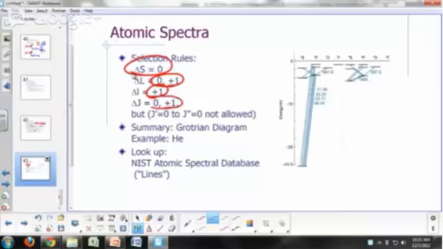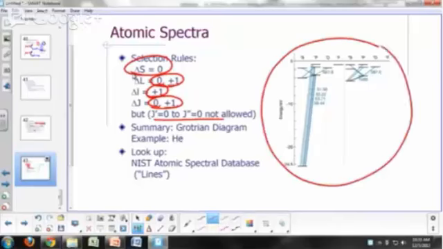Delta J must be 0 or plus or minus 1, although J 0 to J 0 is not an allowed transition. You can get a summary of all the allowed transitions by generating what's called a Grotrian diagram, and you can do that by going to the spectral database. So here's a Grotrian diagram for helium, and you'll notice you have your term symbols listed.